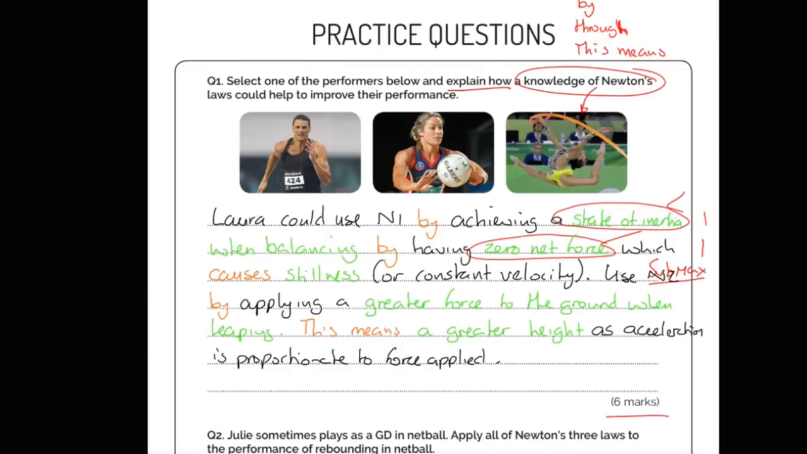Use N2 by, again I'm using my by language, by applying a greater force to the ground when leaping. So of course if we get a greater force, what's that going to mean for our upwards acceleration? This means a greater height as acceleration is proportionate to force applied. So in other words, we're saying push harder and you accelerate more in your jump.